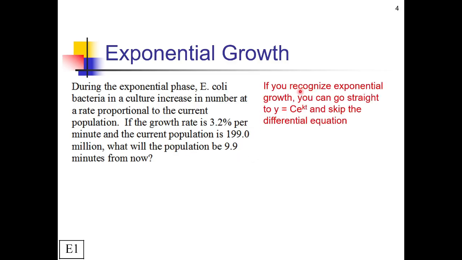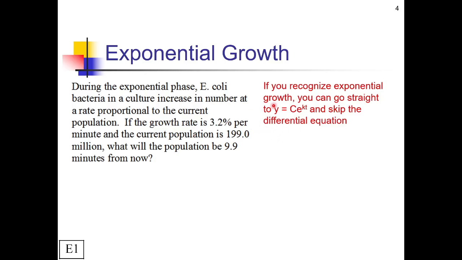However, if you recognize exponential growth based off of this language, you can actually go straight to y equals Ce to the kt and skip that whole differential equation dance. So you do you. Pause the video and see if you can solve this one.